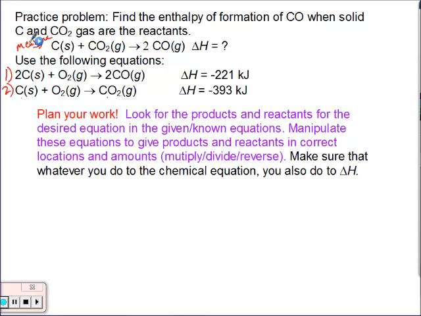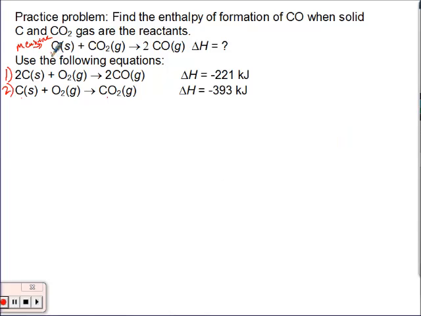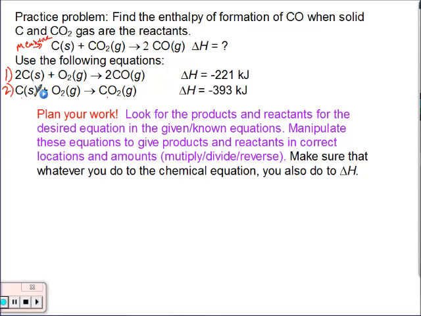So what I would do is figure out the sum. It doesn't matter how I get from the starting point to the ending point, as long as I get to the correct ending point, it's going to be the same delta H. So I don't actually have to do that reaction. First, I'm going to look for the products and reactants of the desired equation in the given and known equations. So I'm going to look and say, where are all of these located? My carbon is here and here. I need to make sure my carbon reaction works out to be the right equation, in the right place.